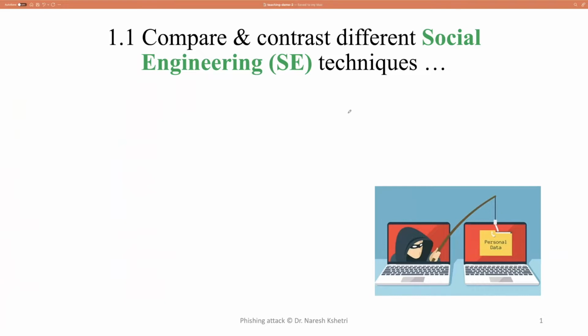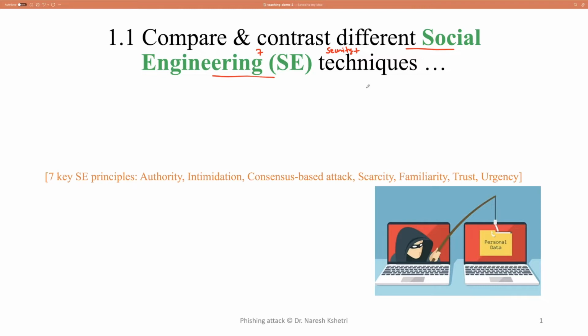So today in this video, we are going to talk about the social engineering techniques and some major types of phishing attacks that are used to carry out successful cyber attacks. There are 7 social engineering techniques as defined by the Security Plus exam. If you have heard about the term Security Plus exam, that is a major term in cybersecurity. As defined by the Security Plus exam, there are 7 key principles.